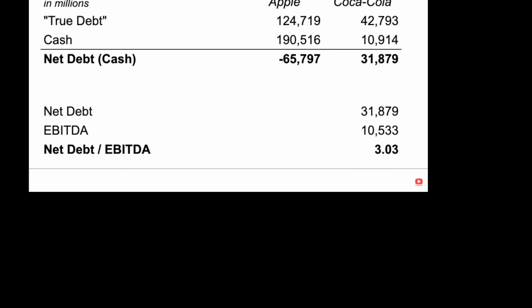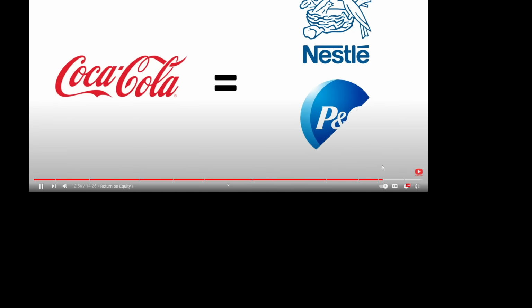The best way to analyze this number is to compare it to that of the company's competitors in the same industry. This is because different industries use varying amounts of debt to fund the operations of the company. It wouldn't make sense to compare Coca-Cola's net debt to EBITDA to a high-growth software company, but it would make sense to compare it to other consumer packaged good companies like Nestle or Procter & Gamble.